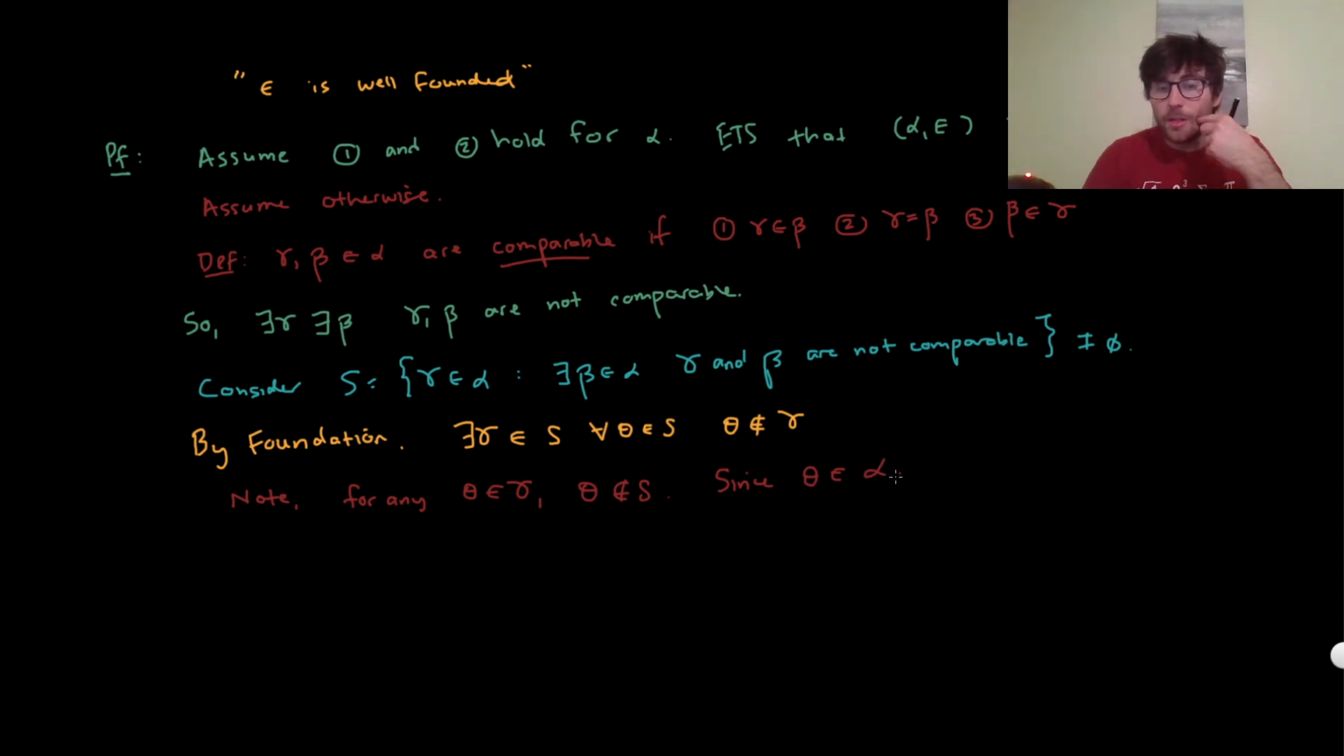Now, why is this true? It's because alpha is a transitive set. We know that gamma is an element of alpha, because by foundation and by the definition of S, gamma is in alpha. So that means that gamma is a subset of alpha, since we're assuming that alpha is transitive. And so this implies that theta is actually in alpha. Since theta is an element of alpha, what has to be the case is that for every single element, say beta, in alpha, theta and beta are comparable.